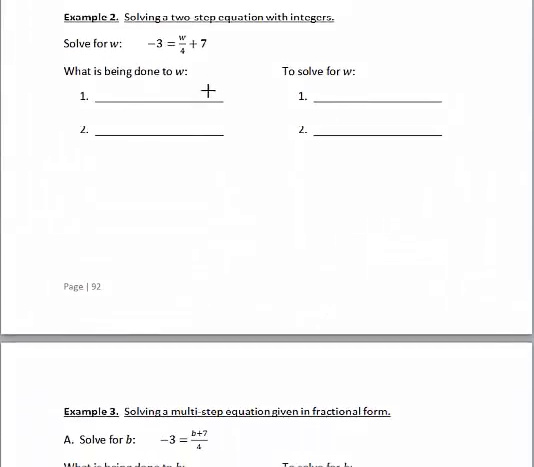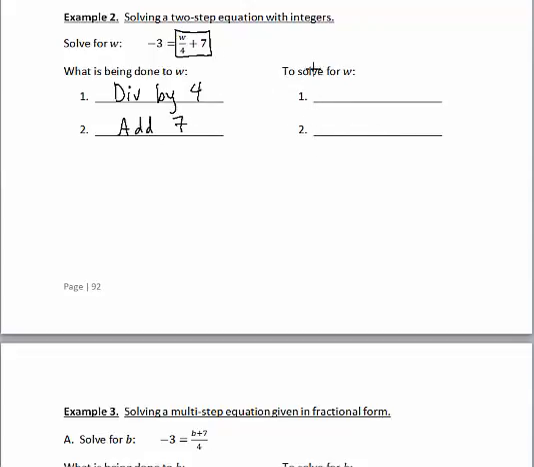Another example at the bottom of the page. What's being done to w? Well, first it's being divided by 4, and we're only looking at the side with the variable on it. We would divide by 4, and then we would add 7 according to the order of operations.